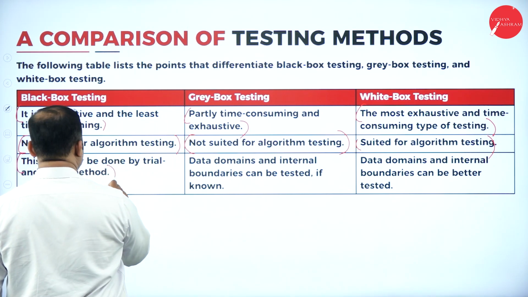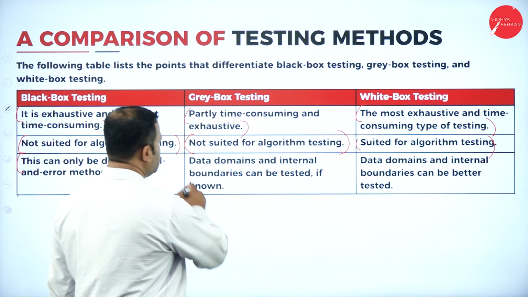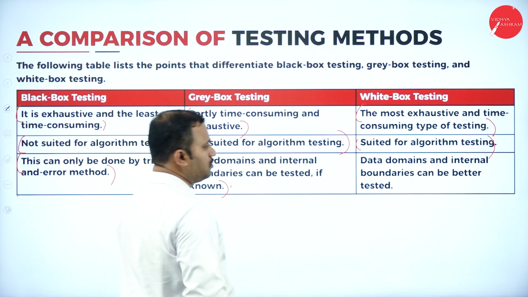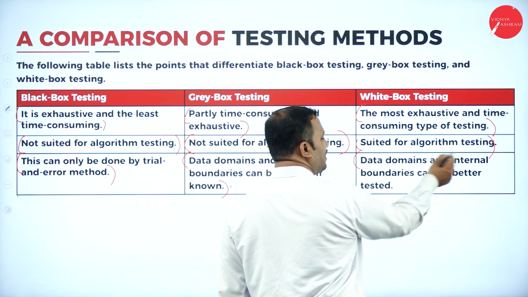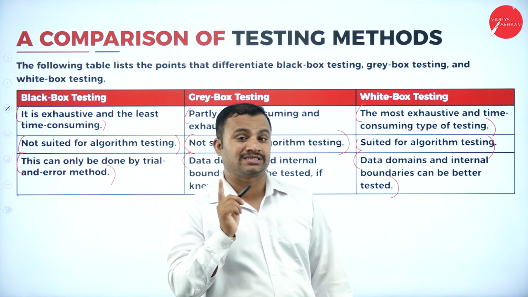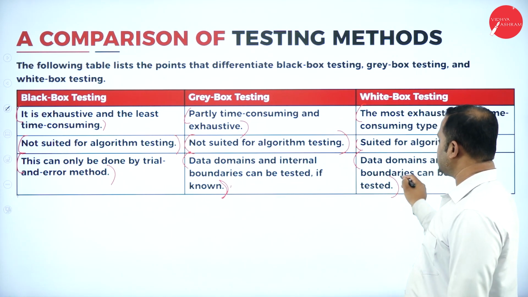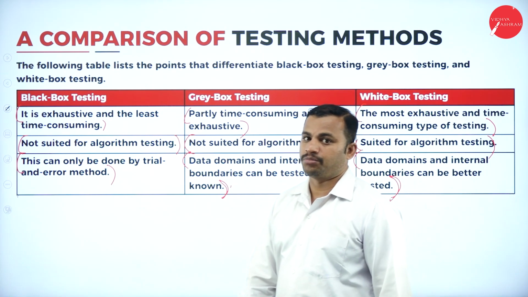This can only be done by the trial and error method. But in this case, data domains and internal boundaries can be tested if known. In white box testing, data domain and internal boundaries can be better tested. Here they are known, better known. Once they are known, they can be tested in white box testing.